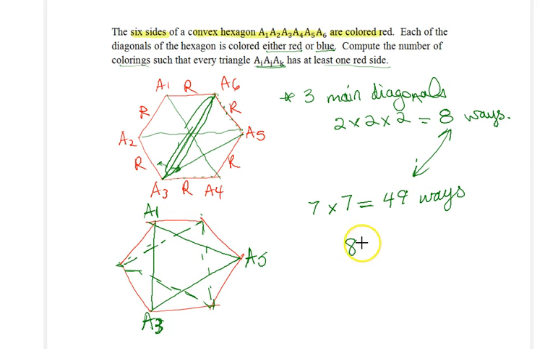And now finally, by using the product rule, we can multiply these two quantities to find out that 8 times 49 is equal to 392. So we claim that there are 392 different ways to color the hexagon's diagonals so that every triangle has at least one red side, and that completes our solution. Hope to see you in our next session.